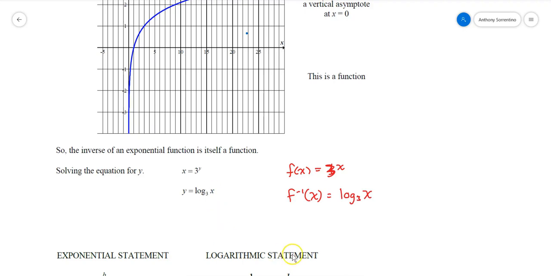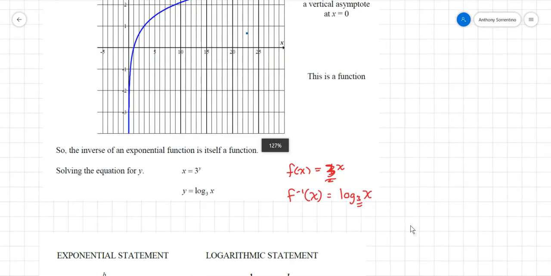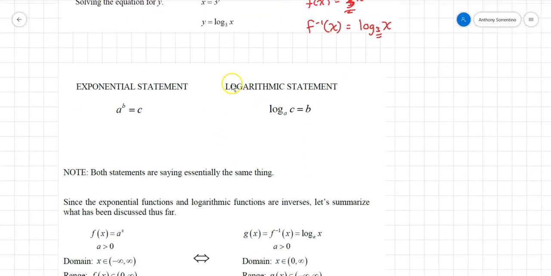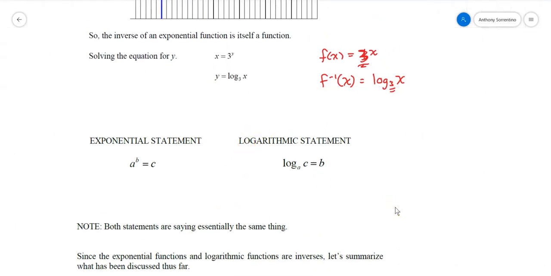So these are inverses, and basically whatever the base is here is going to be the base here for the logarithmic function. Now, one of the things they're going to ask you to do along the way is be able to translate an exponential statement into a logarithmic statement, because that's generally what we do when we go through the process of solving an exponential equation.